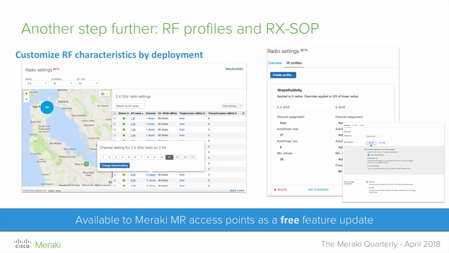We know that every network is a snowflake. It's unique. You're going to have access points in one location that have to be configured a certain way, and access points in another location that have to be configured differently. This saves you a lot of time and a lot of hassle. It lets you go in and tweak and tune radio settings and then deploy those settings to groups of access points en masse by AP tag. As part of RF profiles, we are enabling the ability to set RX-SOP level, so receiver start of packet.